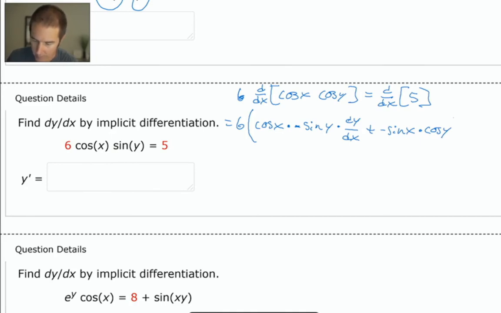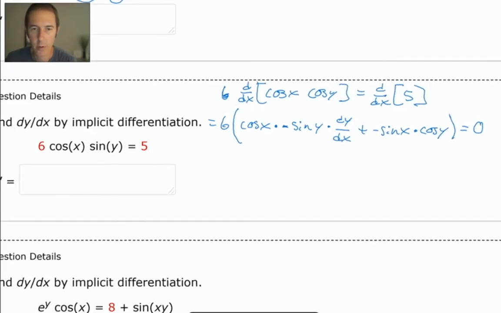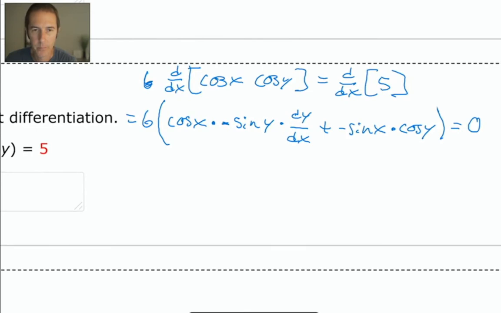And that does it for the product rule. The right-hand side becomes 0 because the derivative of a constant is 0. So again, cosine stayed the same. The derivative then of cosine y became negative sine y, but the chain rule says we have to multiply by the derivative of the inner function. And the inner function in that case is y.